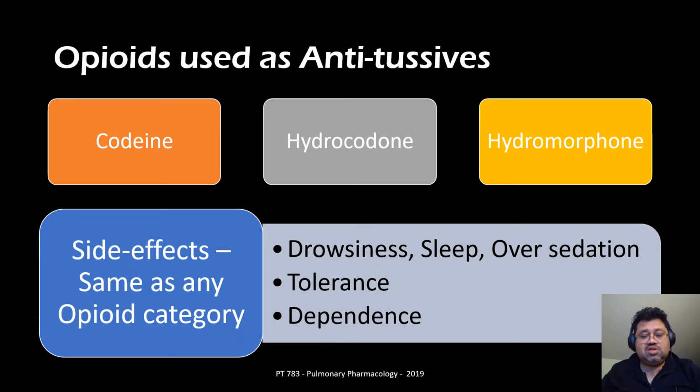The side effects of any of these drugs is same as any other opioid category because opioids affect the opioid receptors in the brain. And in doing so, it induces drowsiness, sleep, oversedation. It also causes tolerance, which means over time more and more of these drugs are needed, and eventually dependence, which means without these, the body cannot function.